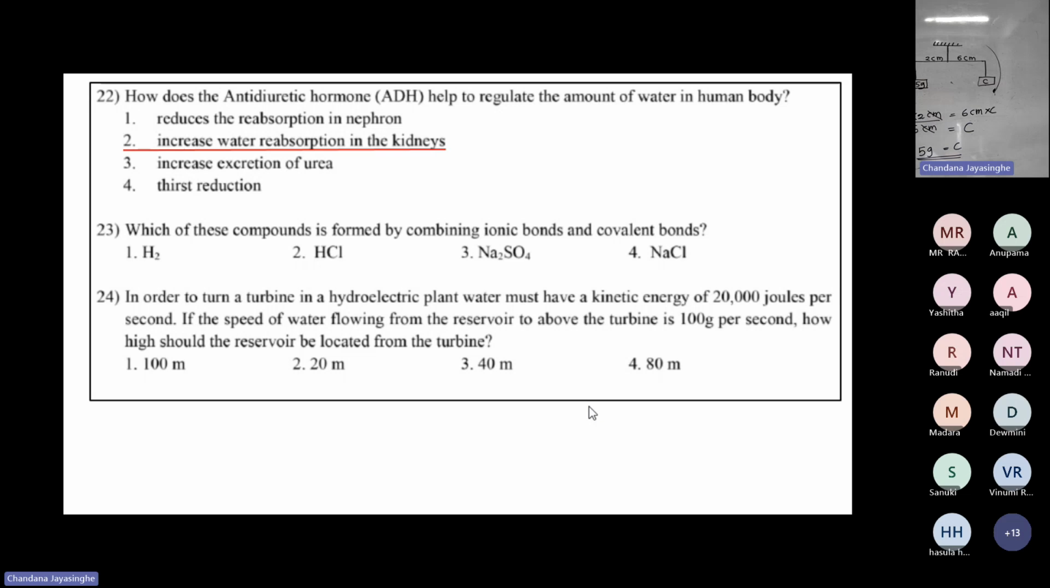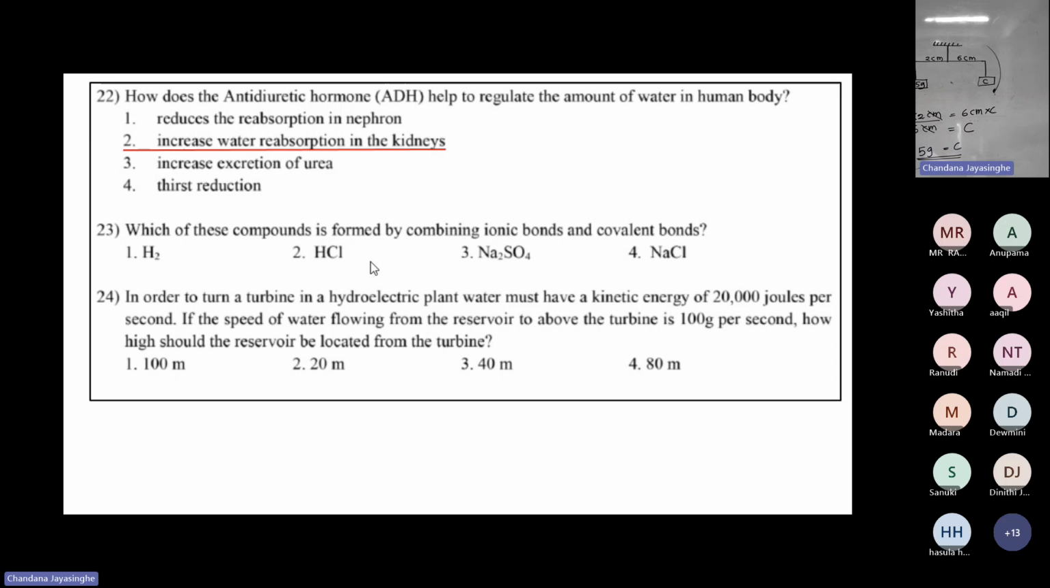Which of these compounds is formed by combining ionic bonds and covalent bonds? Now, when we consider hydrogen covalent bonds, sodium chloride, you come across what? Ionic bonds. Here, hydrochloric acid, another covalent, polar covalent.